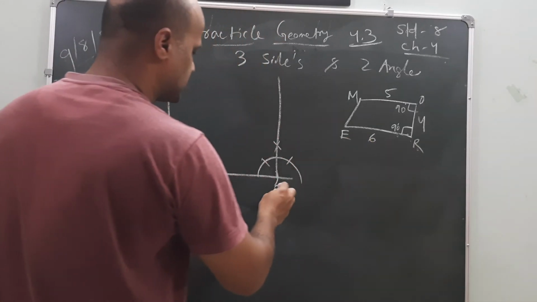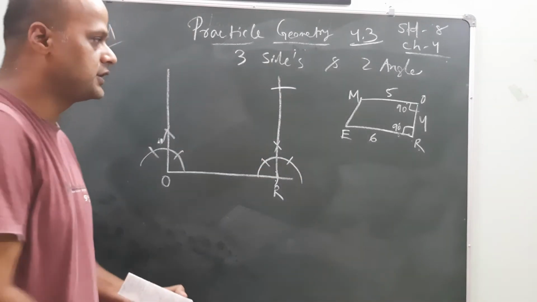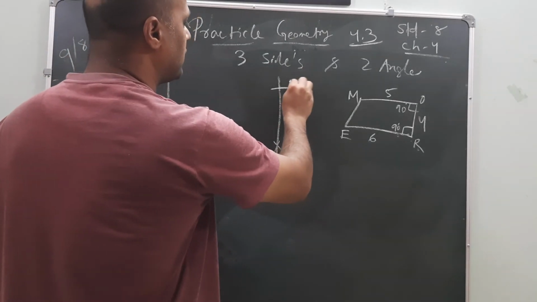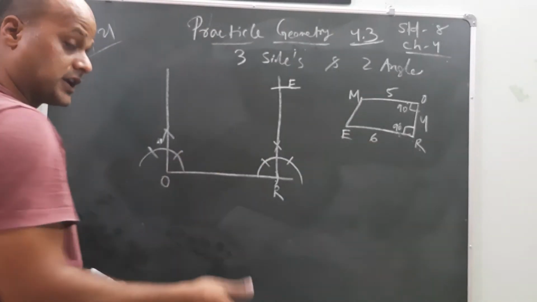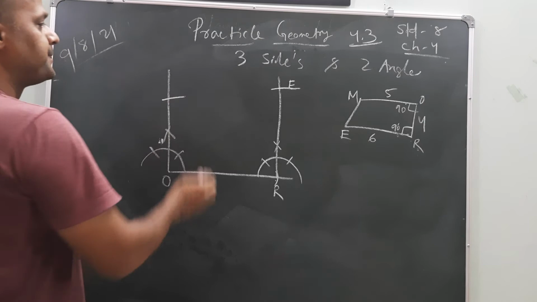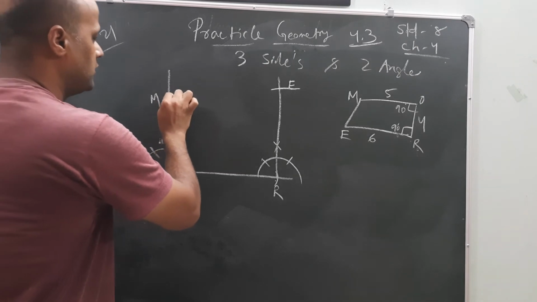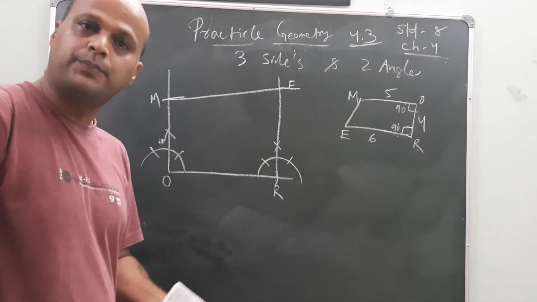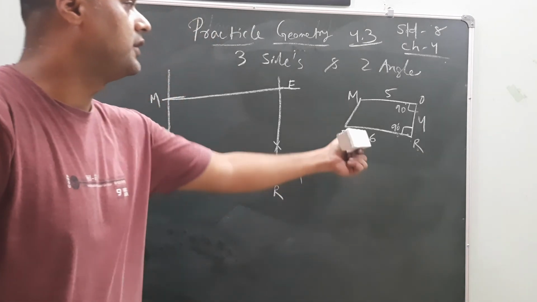From R to E, how much? 6 centimeter. From R to E, 6 centimeter. With the help of compass, transfer the dimension, put it here and bisect the perpendicular line. Which point will come in? E. From O to M, how much is given? 5. So transfer the dimension of 5 centimeter from the scale, put it here and bisect the perpendicular line. Now M is coming here. Now join these two bisecting arcs which intersect the perpendicular lines. This is the fair geometrical shape of the given rough diagram.